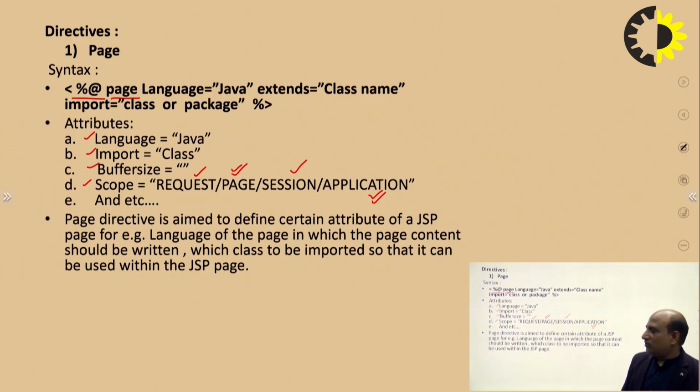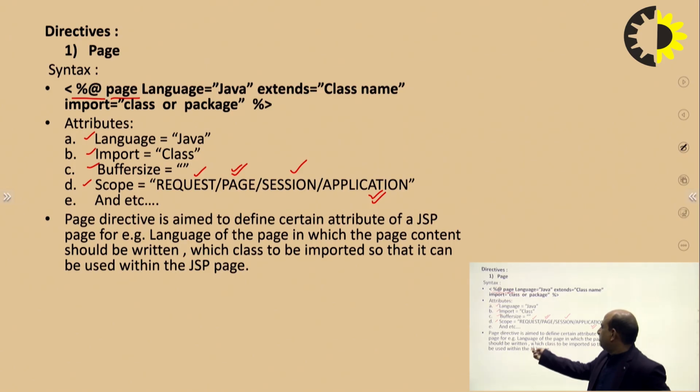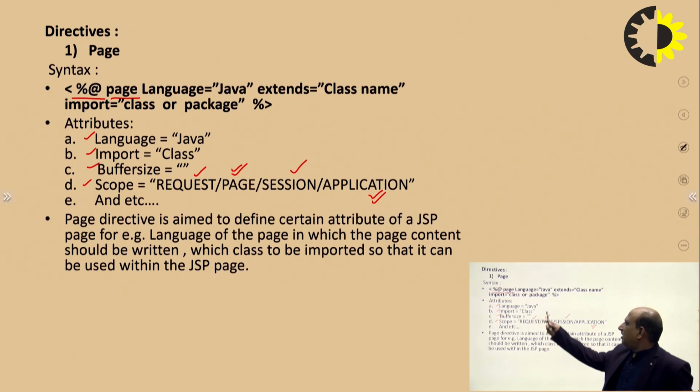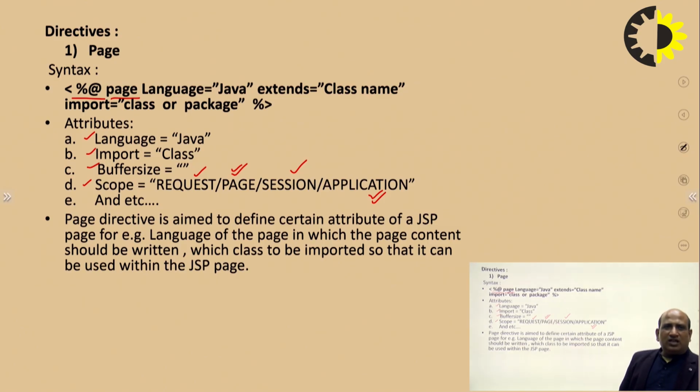You need not write any hard-coded code. So the page directive is aimed to define certain attributes of a JSP page. For example, the language of the page in which the page content should be written, which class to be imported, and so on. There are a number of attributes that may be used to give direction for the current page. Okay, this is the page directive.